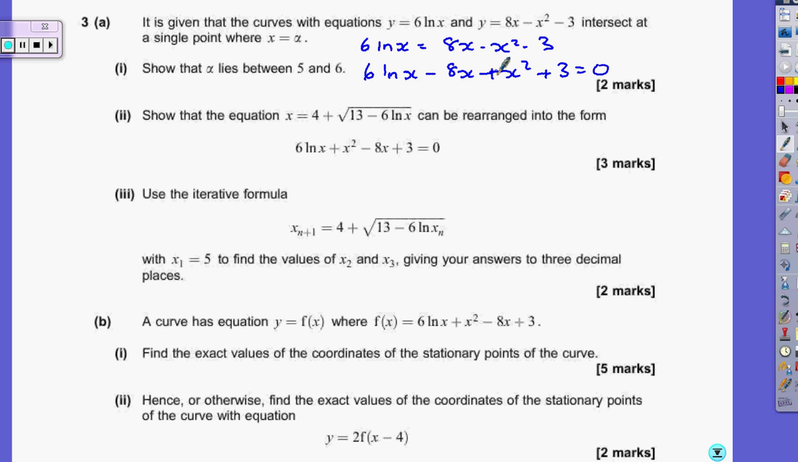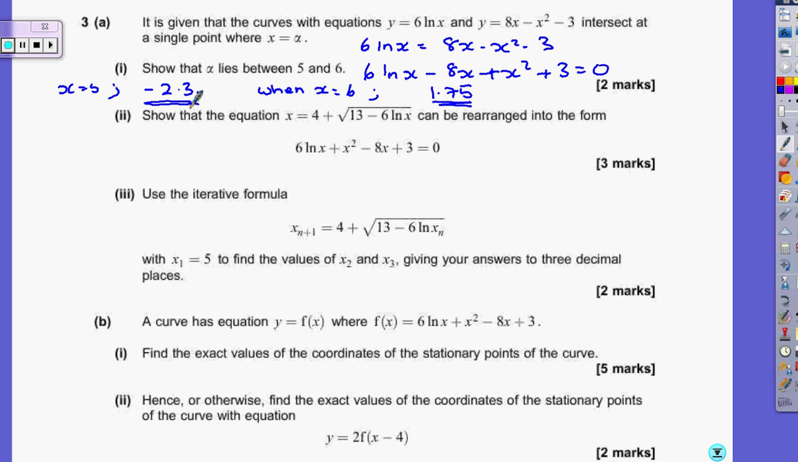Then I'm going to put in the two different values of x. They're telling us 5 and 6. So when x equals 5, I get the answer minus 2.3. When x equals 6, I get 1.75. I would show it all, to be honest, but I haven't got much room. So at that point you get your two different answers.